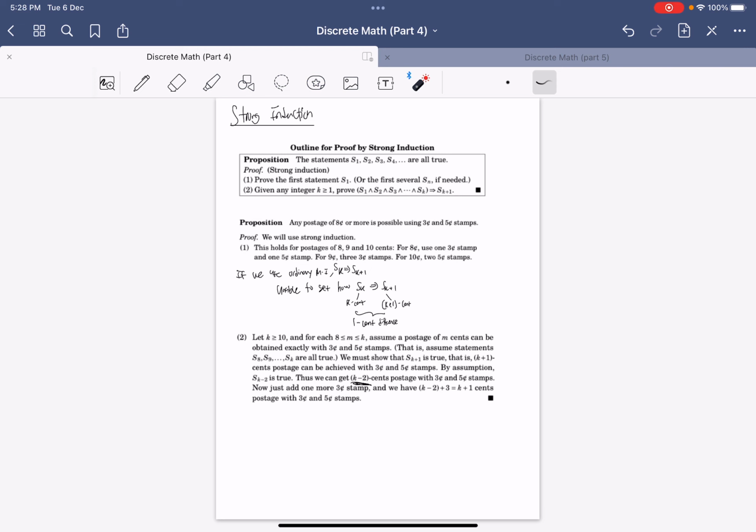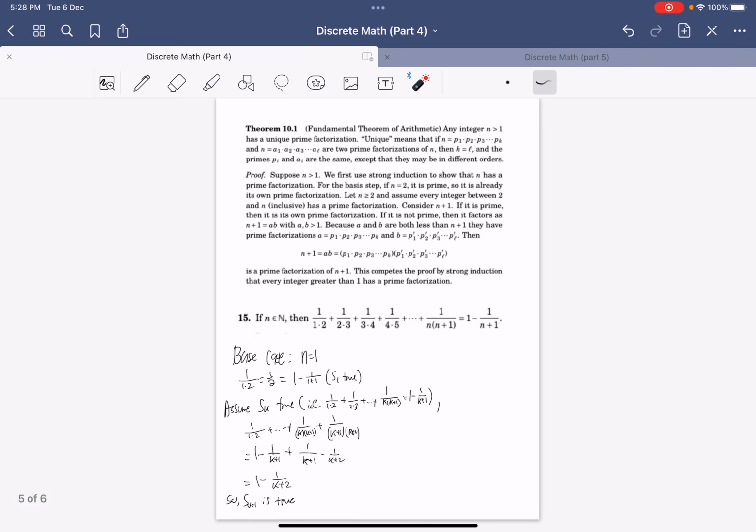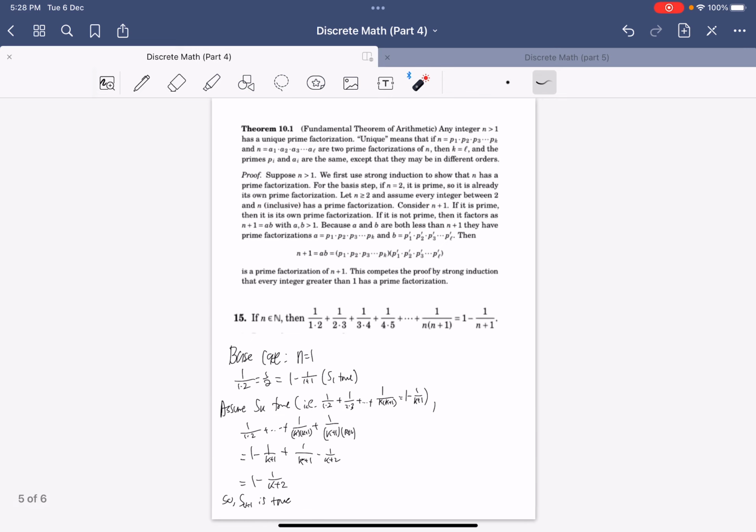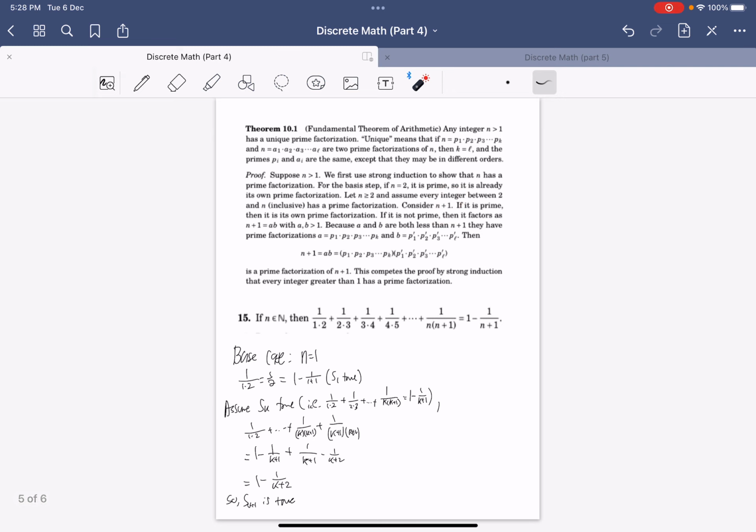A very, very important use of strong induction would be proving the fundamental theorem of arithmetic, which will just prove existence, and uniqueness follows from the division algorithm. So the existence portion, we just need to do the base case first, n equals 2, which is already prime, so it's its own prime factorization. Now, consider n plus 1, and we are using strong induction, so all the integers from 2 to n have a prime factorization.